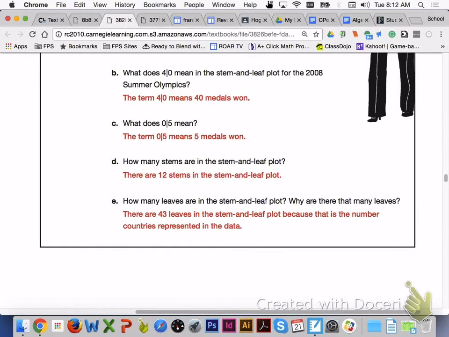For letter B, a 4 with a vertical line and a 0 tells me that there are 40 medals won. Letter C, a 0 with a vertical line and a 5 tells me that there were 5 medals won. For letter D, there are 12 stems in the stem and leaf plot. And for letter E, there are 43 leaves in the stem and leaf plot because that is the number of countries that is represented in the data.